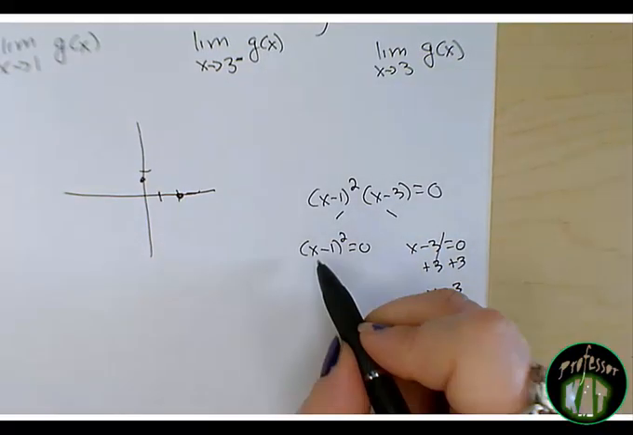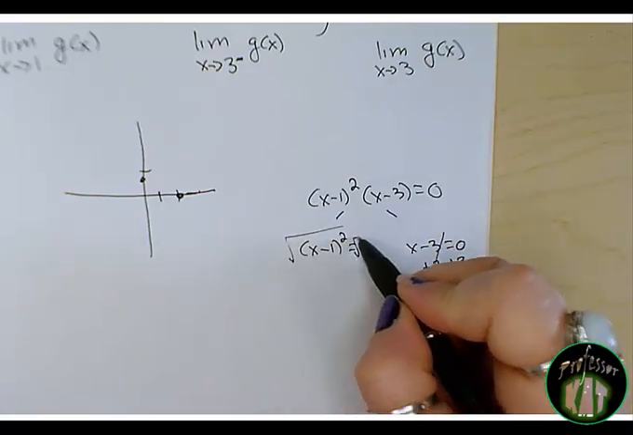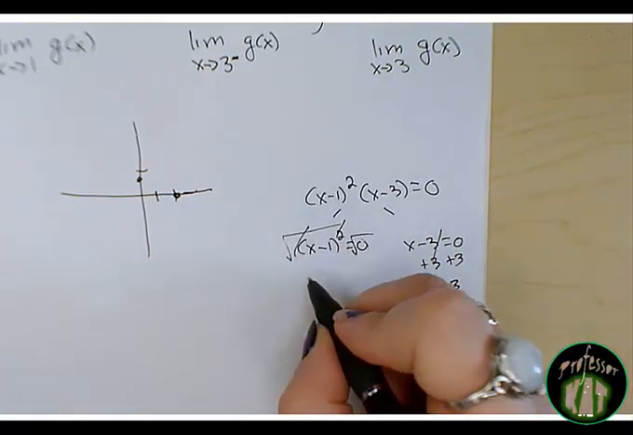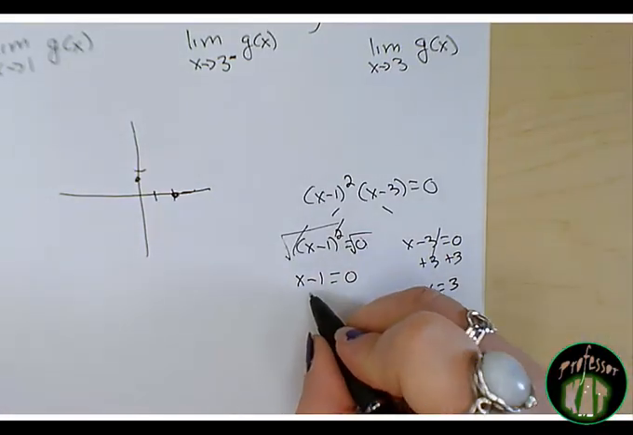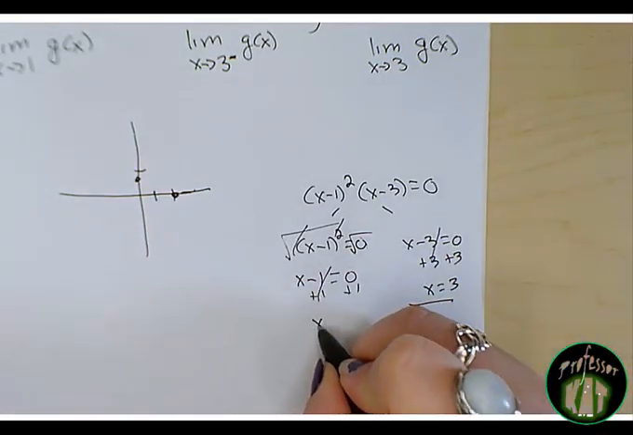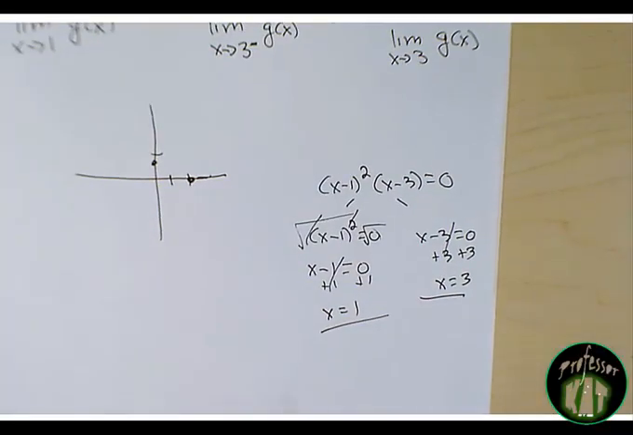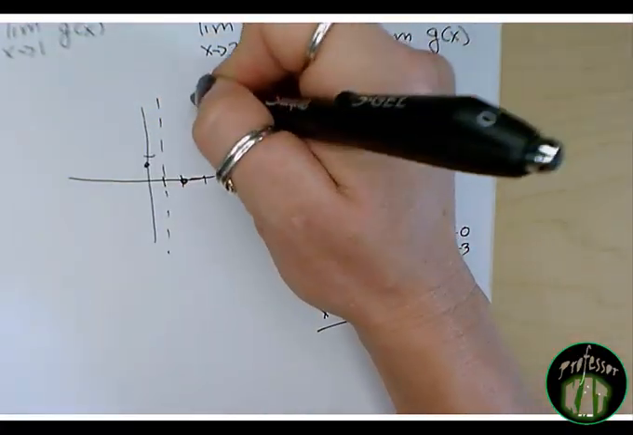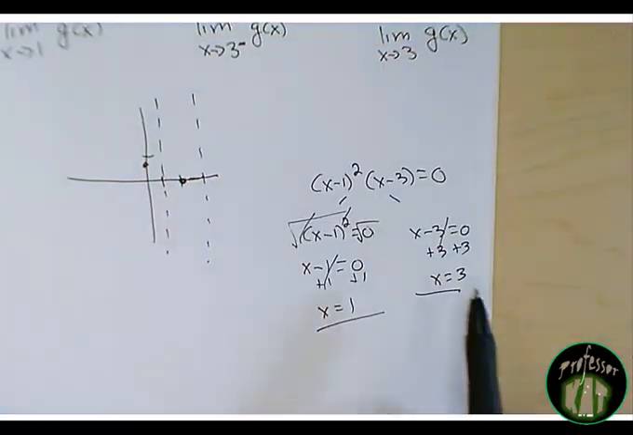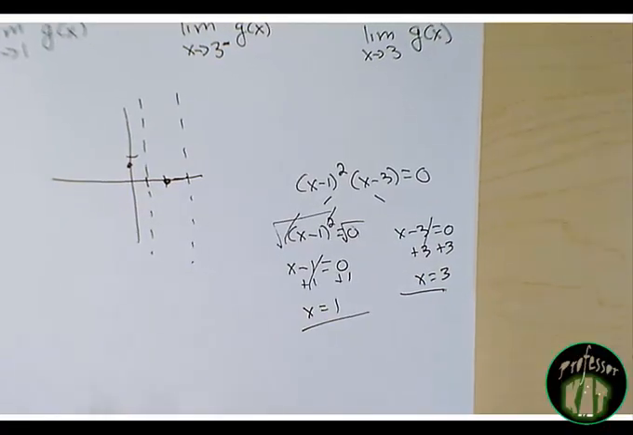For this one here, get rid of that square by taking the square root of each side so that we can drop down that x minus 1, and it equals 0. Add 1 on each side, and x is equal to 1. This tells me that I have a vertical asymptote at 1. I also have a vertical asymptote at positive 3.